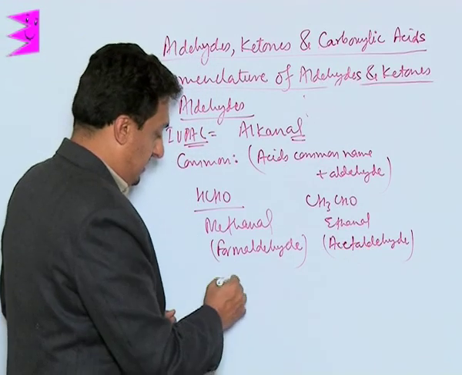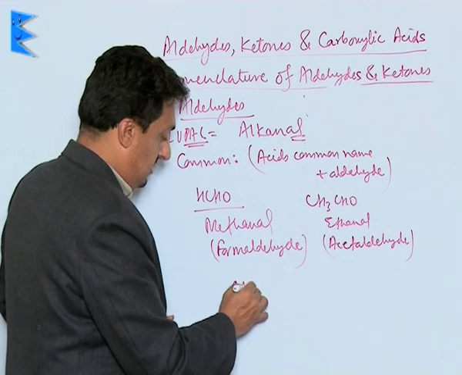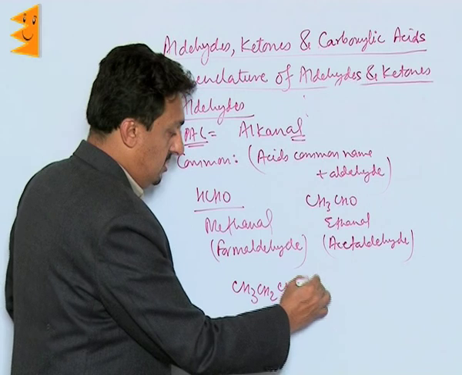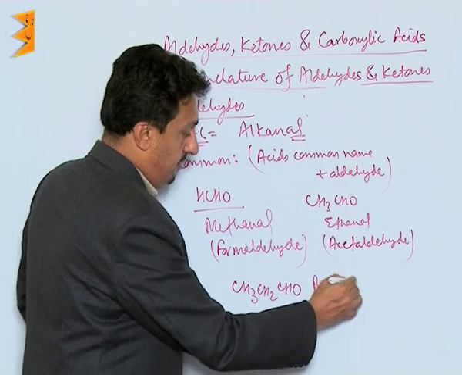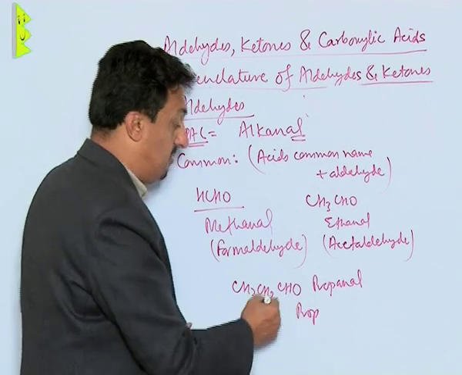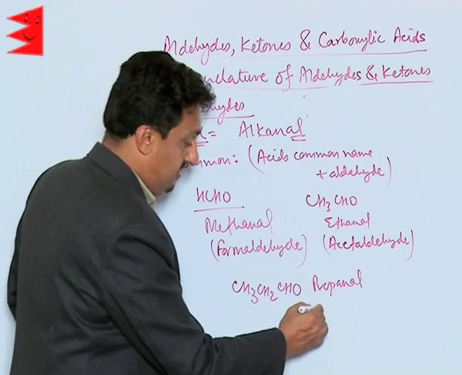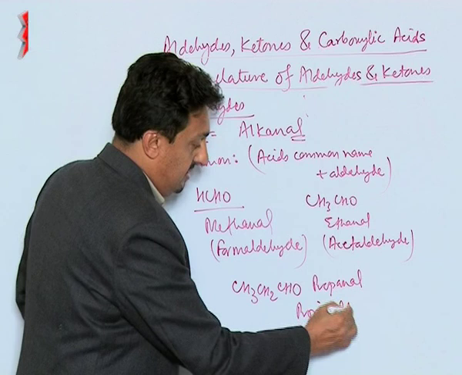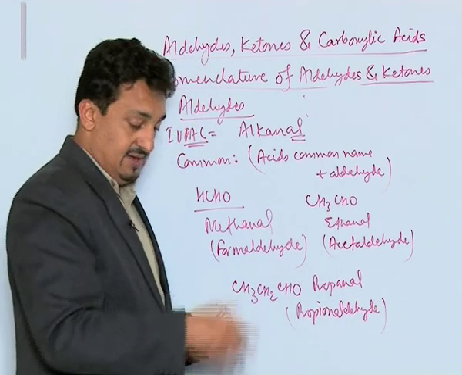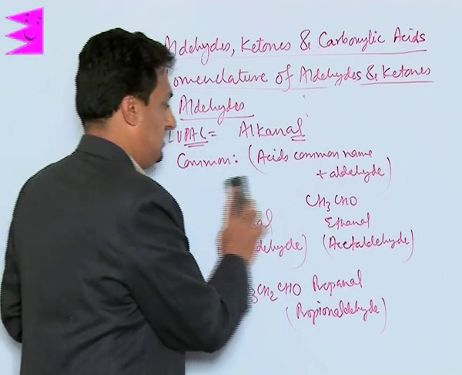Then we have, similarly, the 3 carbon aldehyde, CH3CH2CHO, it's called propanal, and in common language, propionic acid is the 3 carbon acid, so it's called propionaldehyde. So this is how we name them. Let us see some more examples.